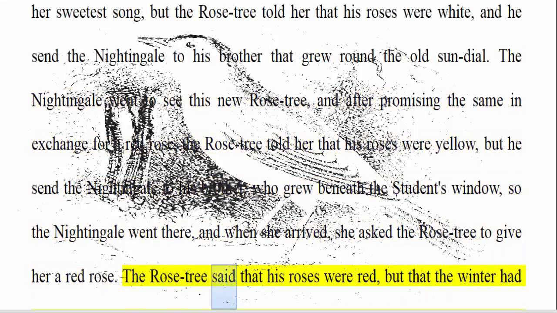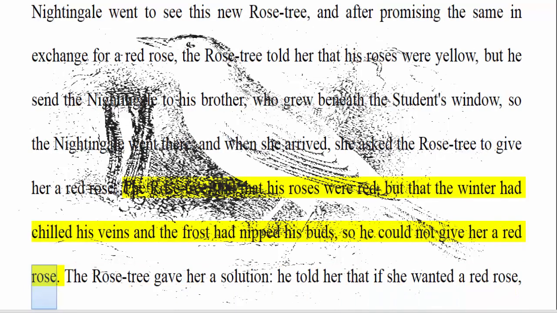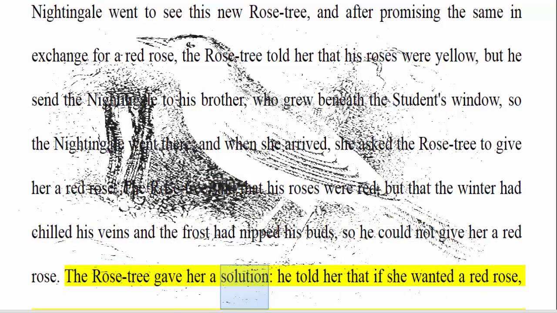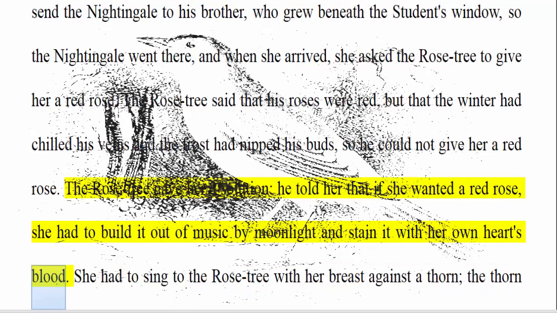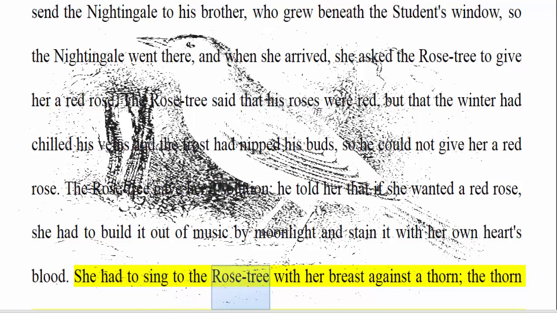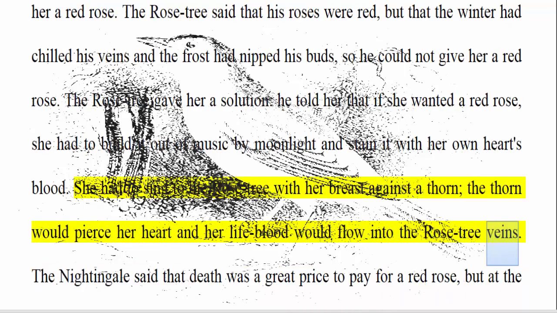The rose tree said that his roses were red, but that the winter had chilled his veins and the frost had nipped his buds, so he could not give her a red rose. The rose tree gave her a solution. He told her that if she wanted a red rose, she had to build it out of music by moonlight and stain it with her own heart's blood. She had to sing to the rose tree with her breast against a thorn. The thorn would pierce her heart and her life blood would flow into the rose tree's veins.